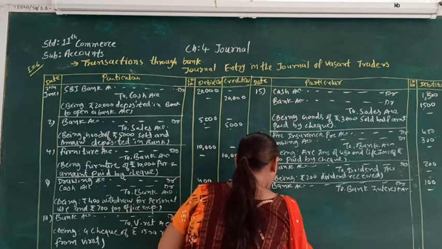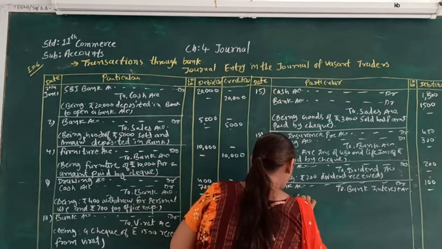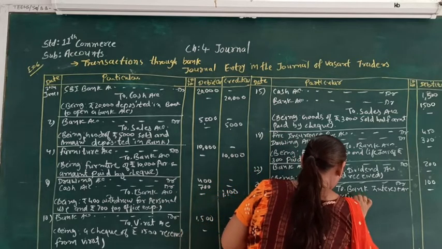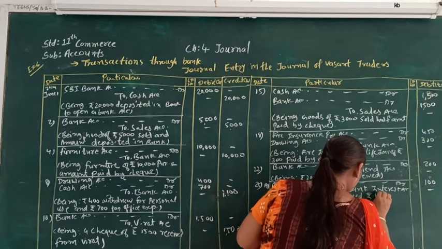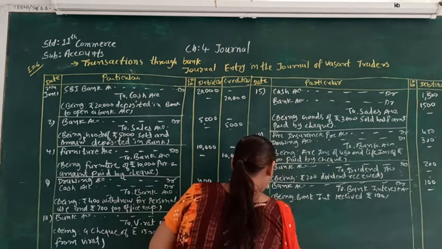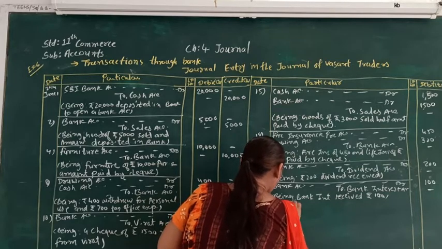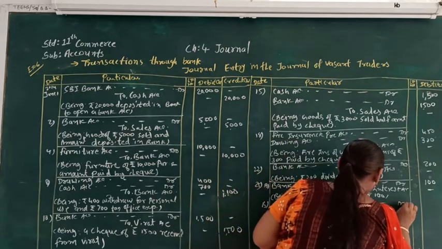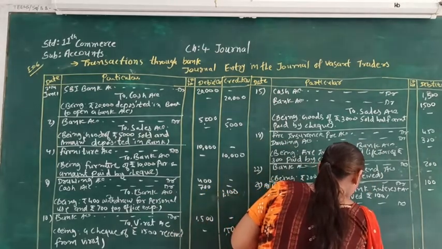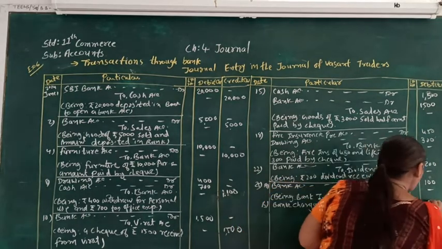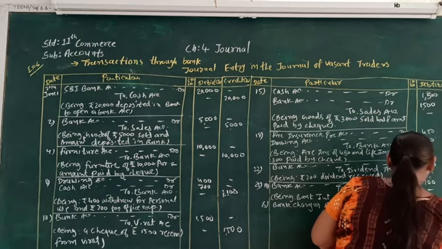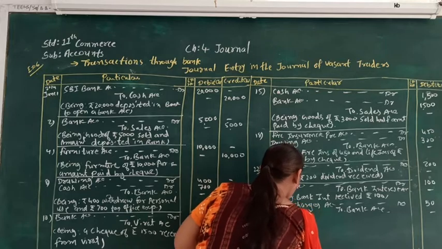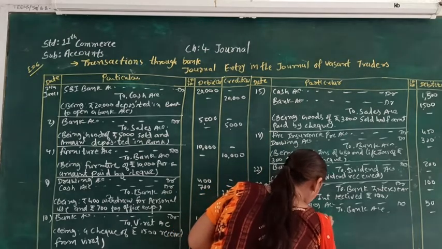Being bank interest received, rupees 100. Next journal entry will be bank charges to bank, for 50 rupees. Being bank charges of rupees 50 debited.